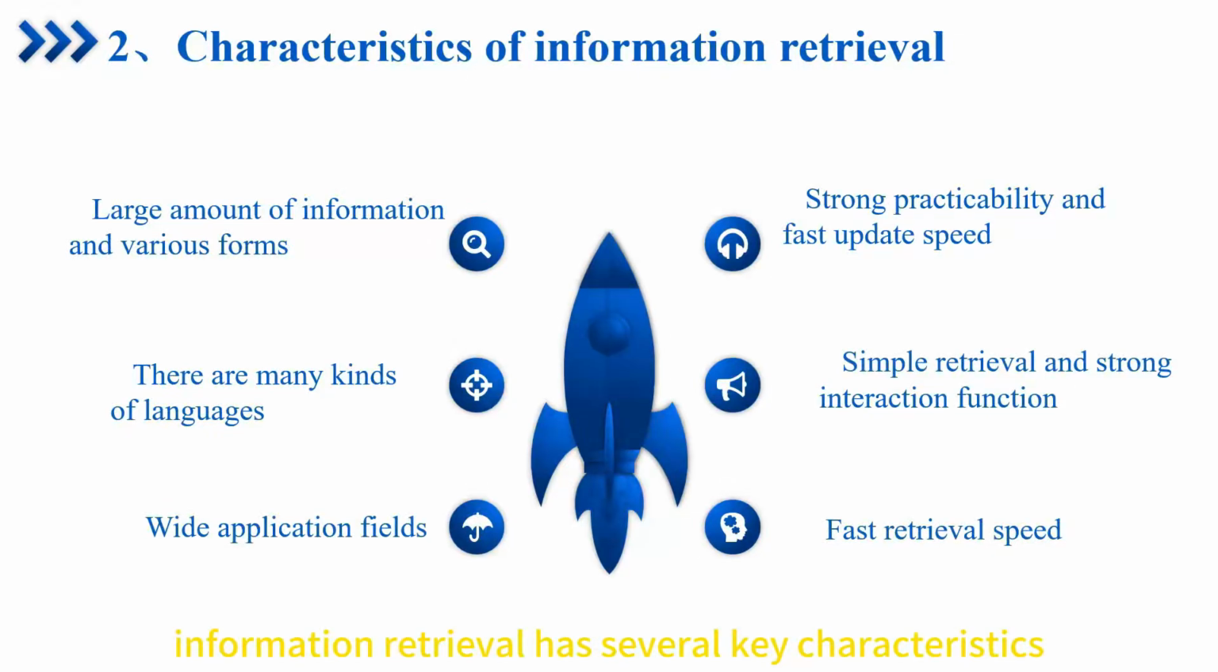Information retrieval has several key characteristics. It needs to find required information quickly and accurately, deal with large-scale data, be user-oriented, handle diverse document types, support multiple languages, and deal with uncertainties in process. It is also dynamic and needs to adapt to changes in network environment and user needs.